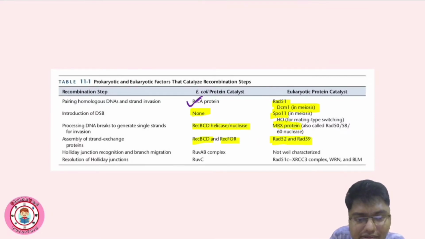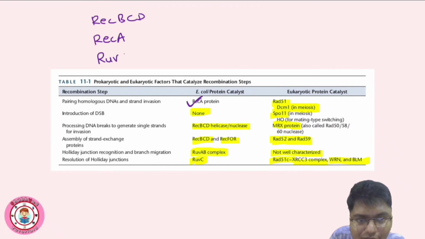Then Holliday junction recognition and branch migration. Branch migration is done by the RuvAB complex, not well characterized in eukaryotes. And resolution of the Holliday junction is done by RuvC, and RAD51, XRCC3 complex. So these are the types of protein. So basically we can remember like this. In prokaryotes, RecBCD, then RecA and RuvABC.